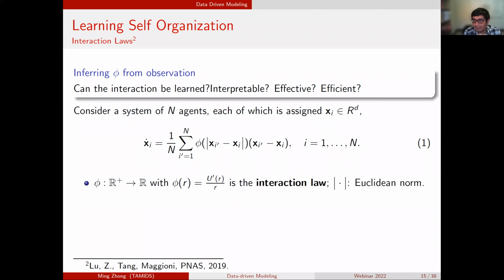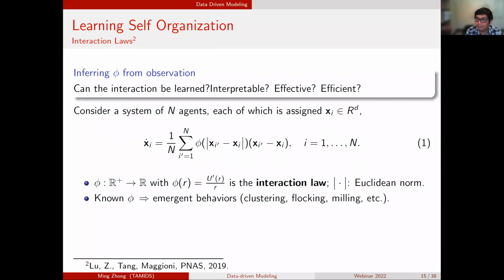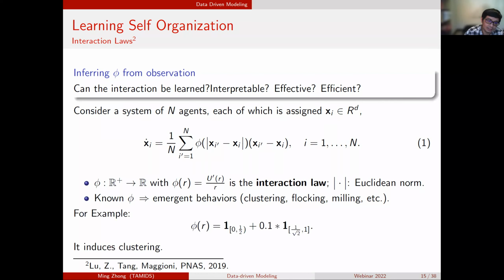Okay, and then because everything is living in a Euclidean space, we're going to assume everything is just using a Euclidean norm. You can actually use other Lp norms, it doesn't really matter here. So again, I already showed you that if I have known properties to put on this phi, I can induce certain emergent behavior: clustering, flocking, milling, etc. For example, this pairwise compactly supported piecewise constant function.